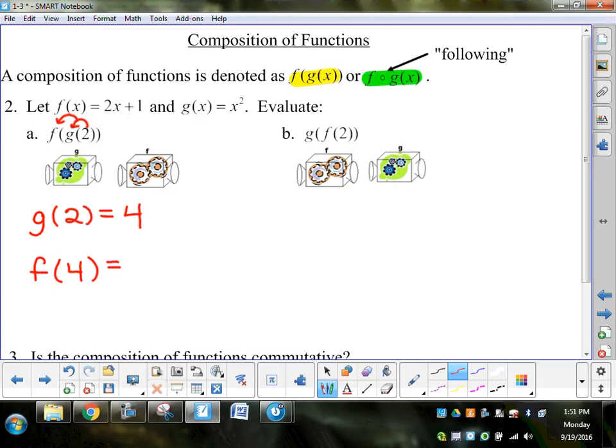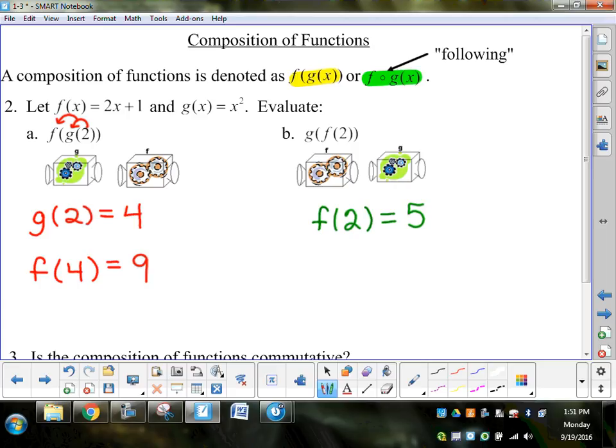It would be 9. And you're done. You start with the inside and go to the left. With that in mind, what would we do, Michael, to start off B? It would plug in the 2 for x in f of x, and you get 5. Okay, so I'm going to evaluate f of 2, and when I do, I get out a 5.